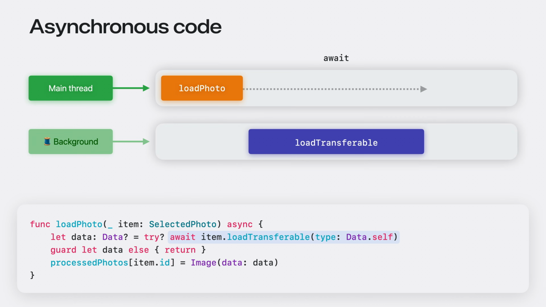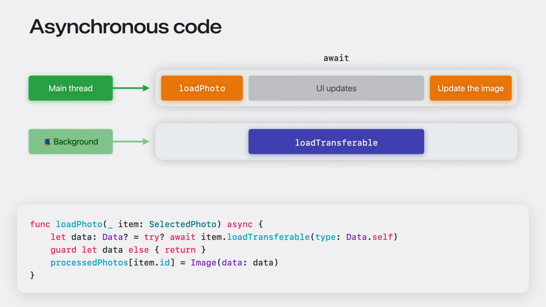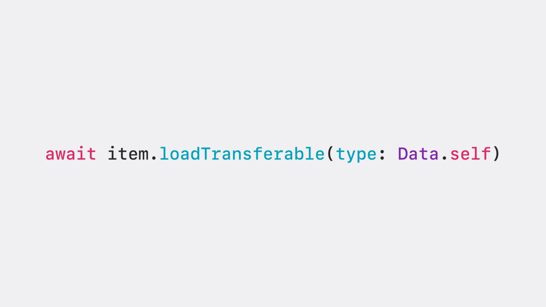While load photo is suspended, the Transferable framework will run load transferable on the background thread. When load transferable is done, load photo will resume its execution on the main thread and update the image. The main thread is free to respond to UI events and run other tasks while the load photo is suspended. The await keyword indicates a point in your code where other work can happen while your function is suspended.